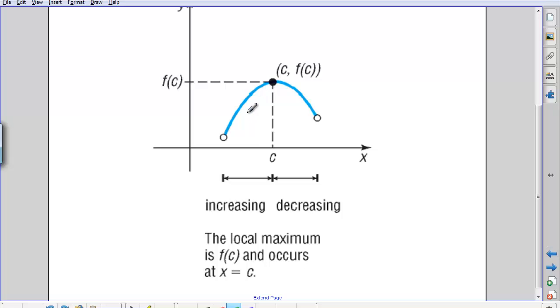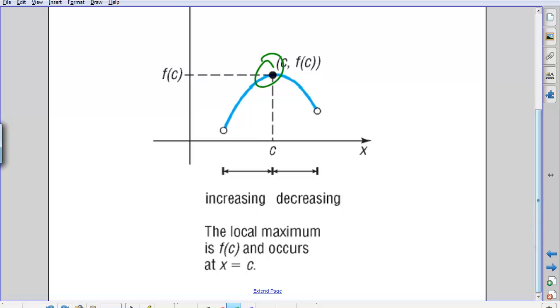So think of like the peaks and valleys of the graph. If you have a little peak in your graph somewhere, that point, we call that a local maximum. And I want you to notice the local maximum is f of c. Notice that's the y value. So when we talk about what the maximum is, that's our y value. Where the maximum is, again, if you're talking about where something occurs, you use the x value.